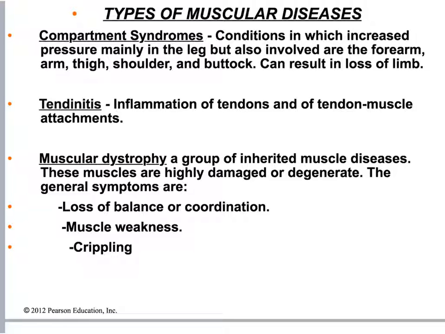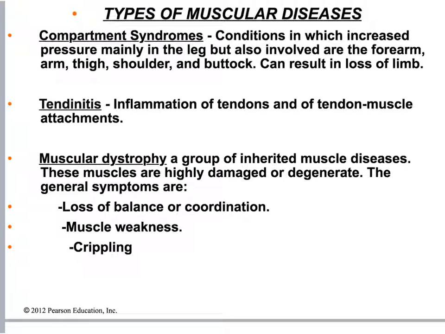Tendinitis. Remember, anything with an itis means inflammation of. So tendinitis is inflammation of the tendons and of the muscle tendon attachments. Usually they do RICE, rest and ice. They also do an anti-inflammatory when necessary.